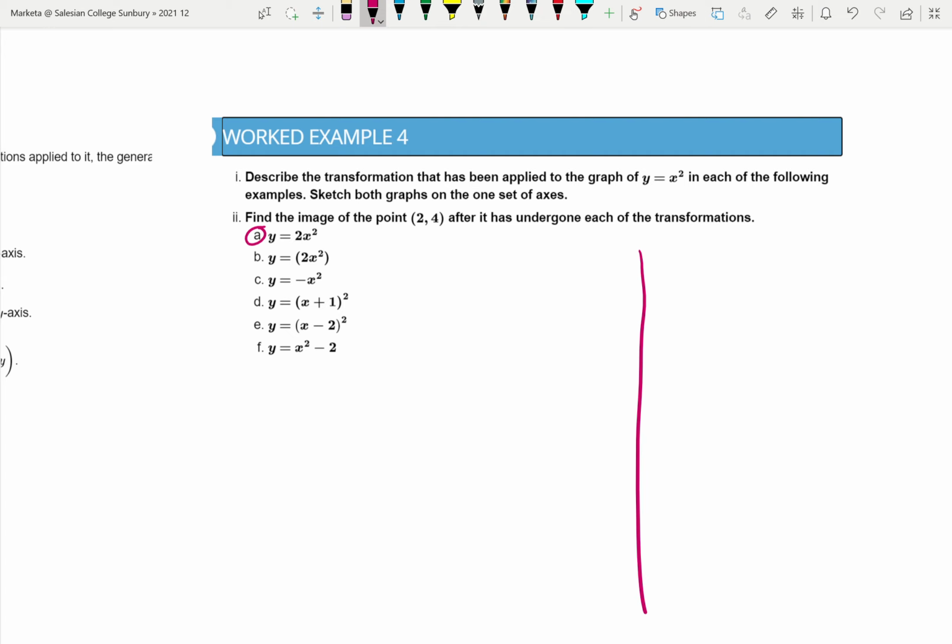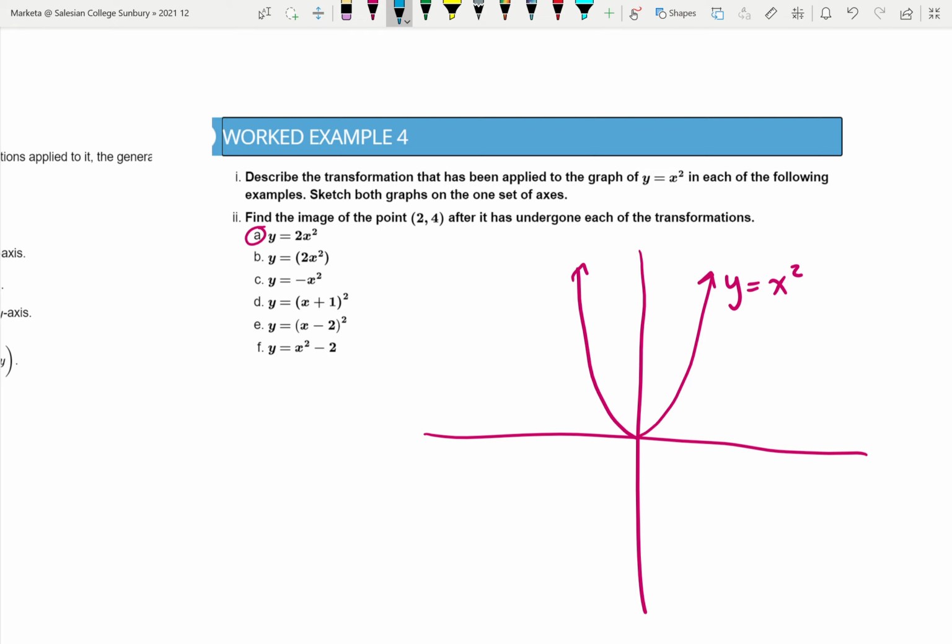So I'm just going to draw y equals x squared. Obviously this is not drawn to scale. And then if we're drawing y equals 2x squared, we know that that's going to make the graph skinny out. So it's going to look like this, y equals 2x squared.